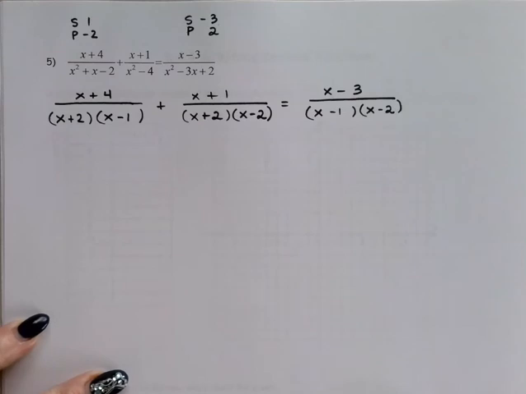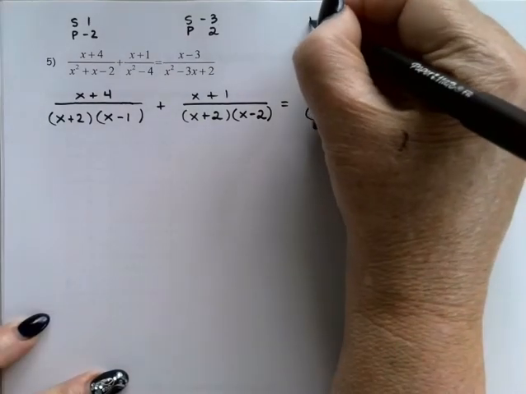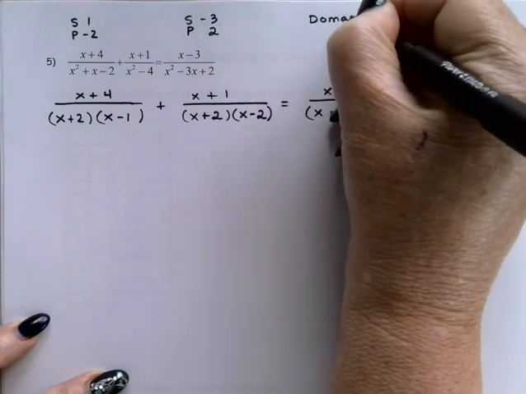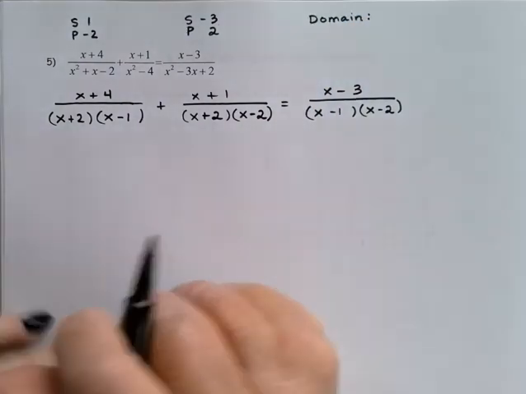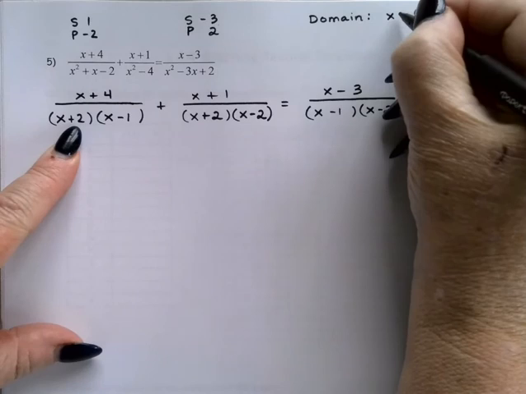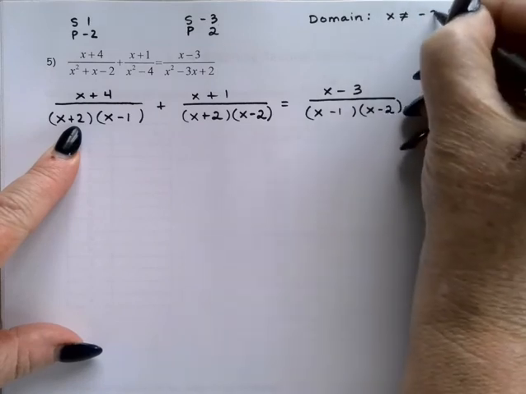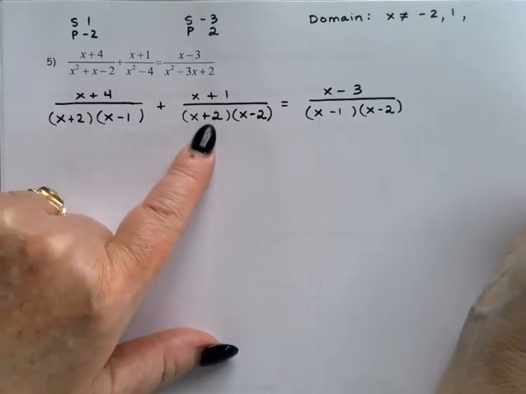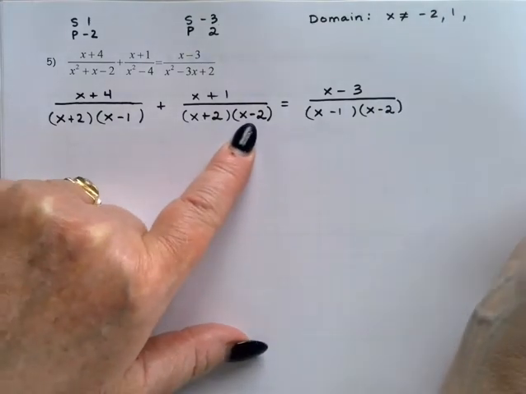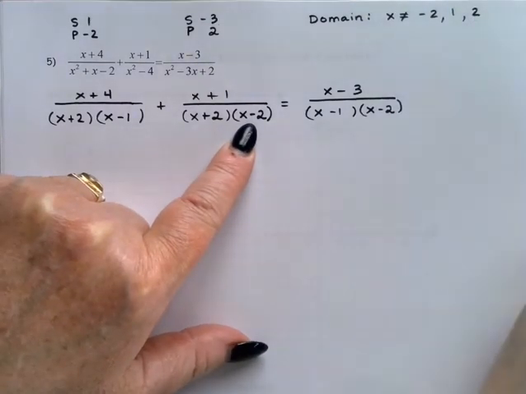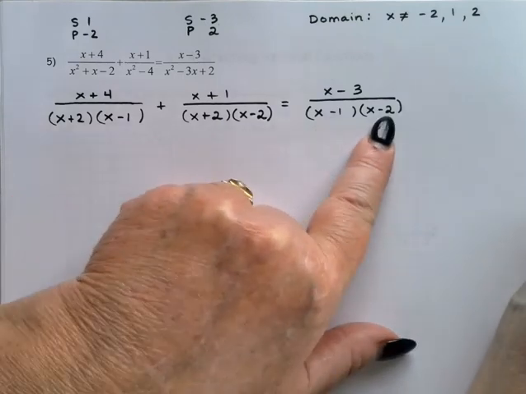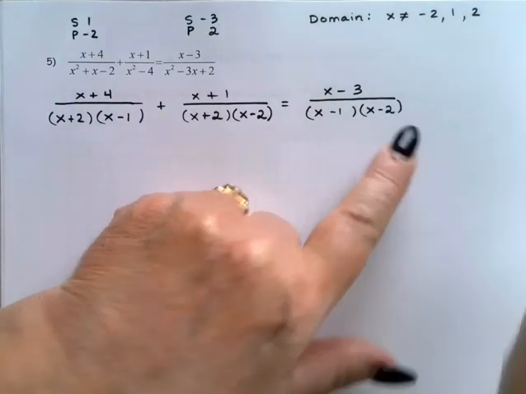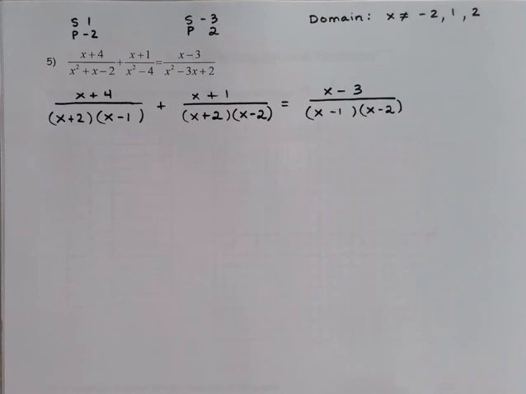All right, so looking at all of that, it looks to me like as far as the domain is concerned, x is not equal to negative 2, positive 1, negative 2, which I already have, positive 2. That just gives me 1 and 2 again. So those 3 values are excluded from my domain.